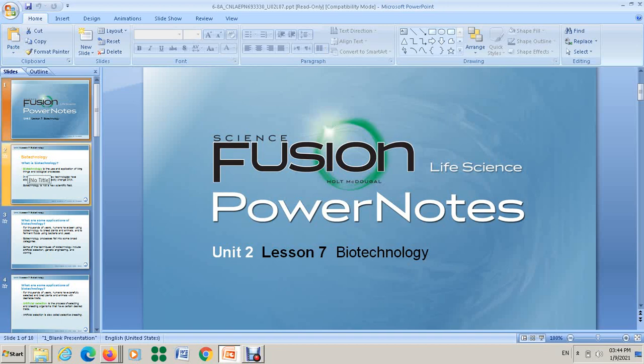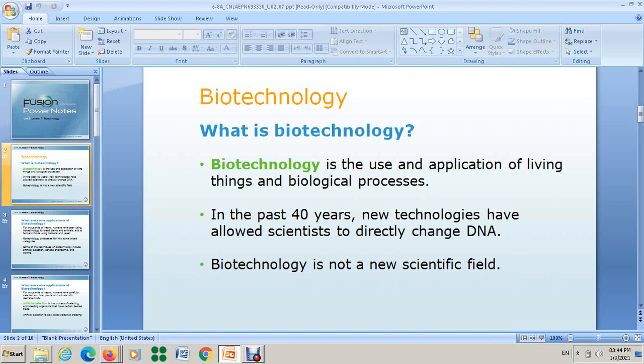Let's start first with the definition of biotechnology. What is biotechnology? It is the use and application of living things and biological processes. So this is the definition of biotechnology.